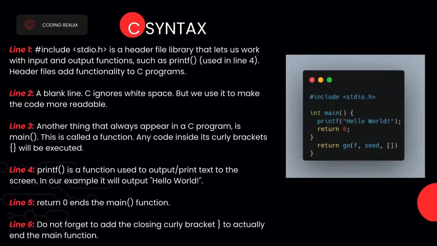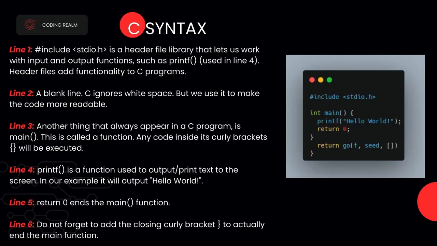Now let's see the first program using the C language. This picture shows you how to write code in detail in C language. The goal of this code is to print the sentence "Hello World" on the screen. In line 1, #include <stdio.h> is a header file library that lets us work with input and output functions, such as printf used in line 4. Header files add functionality to C programs.